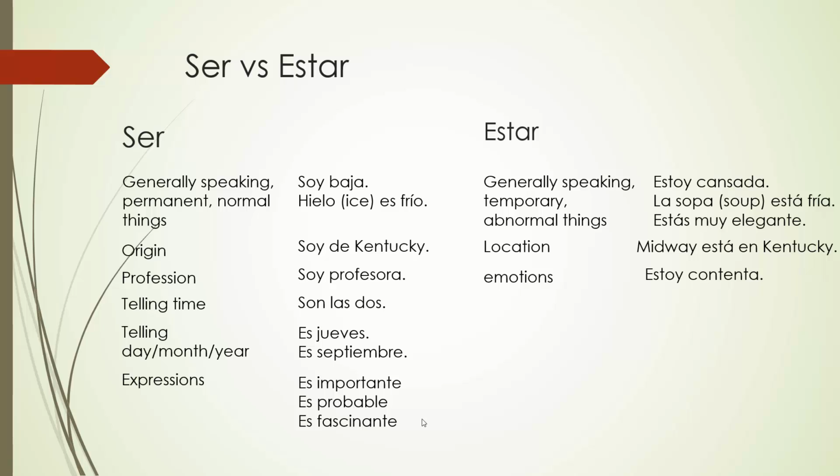Let's just keep going down and finish up with ser. You already know that ser is used for telling time. Son las dos, it's 2 o'clock. You've already seen that ser is used for talking about the date or the day of the week or the month of the year. Es jueves, it's Thursday. Es septiembre. It's September. Why? Because it's Thursday or September for a relatively long time, the whole day or the whole month. And then finally, ser is used for some expressions that can be considered equations. So, es importante, it is important. Es probable, it's probable. Es fascinante, it's fascinating. So those are the uses of ser.